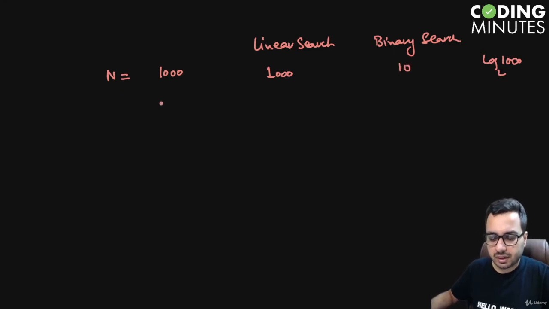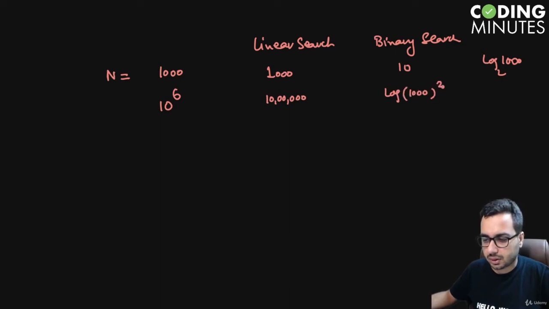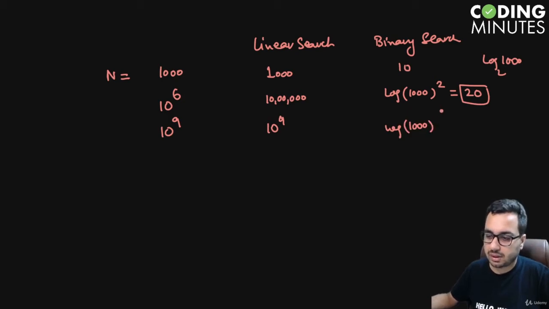If n is, let's say, 10 power 6, linear search is going to take 10 power 6 iterations, but how many will binary search take? It is nothing but log of 1000 squared, which is 2 log 1000, so it is roughly going to take 20 iterations. Similarly, if you have 10 power 9, linear search is going to take 10 power 9 iterations, but binary search is going to take log of 10 power 9, which is 10 power 3 raised to the power 3.